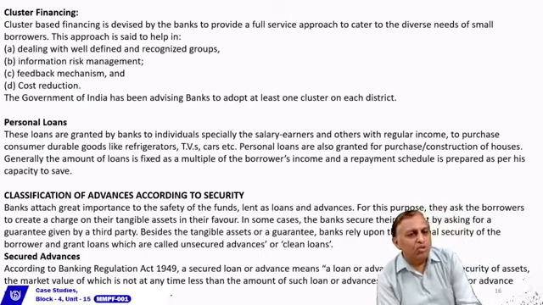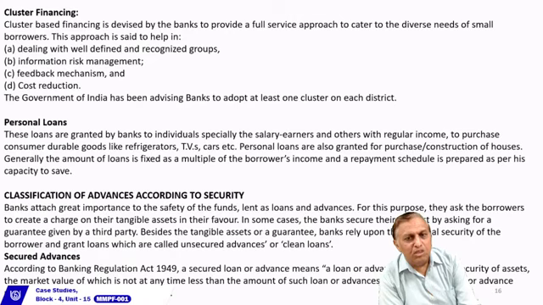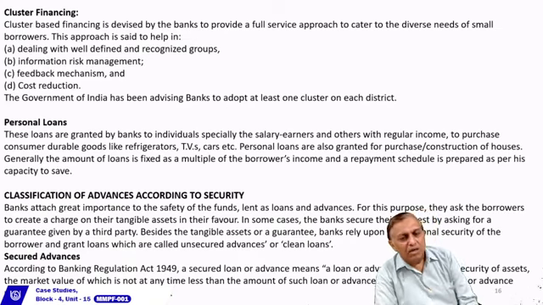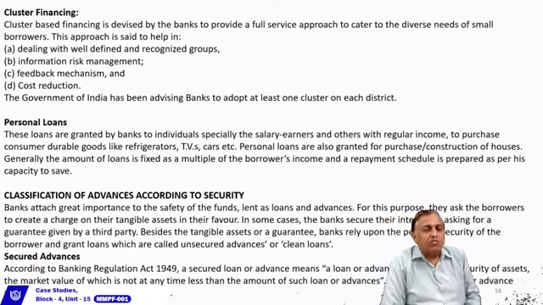Personal loans. These loans are granted by banks to individuals, especially salary earners and others with regular income, to purchase consumer durables like refrigerators, TVs, cars. Personal loans are granted for purchase and construction of houses. Generally, the amount of the loan is fixed as a multiple of the borrower's income, and the repayment schedule is prepared as per his capacity to save.